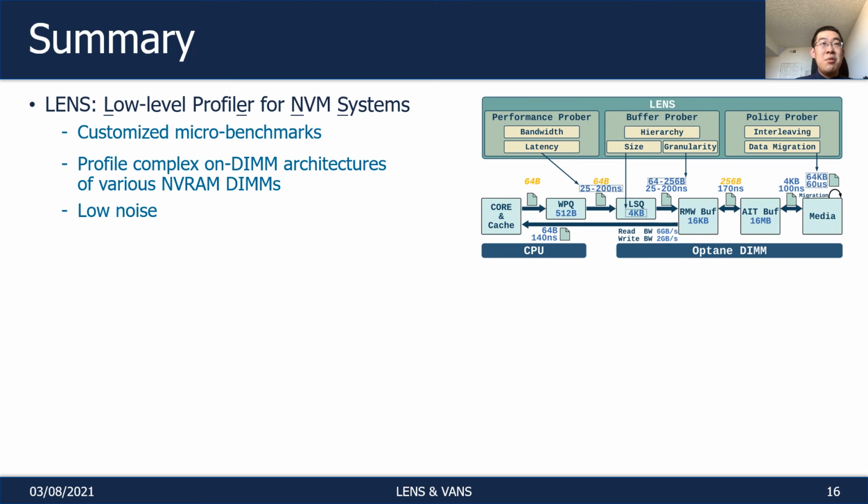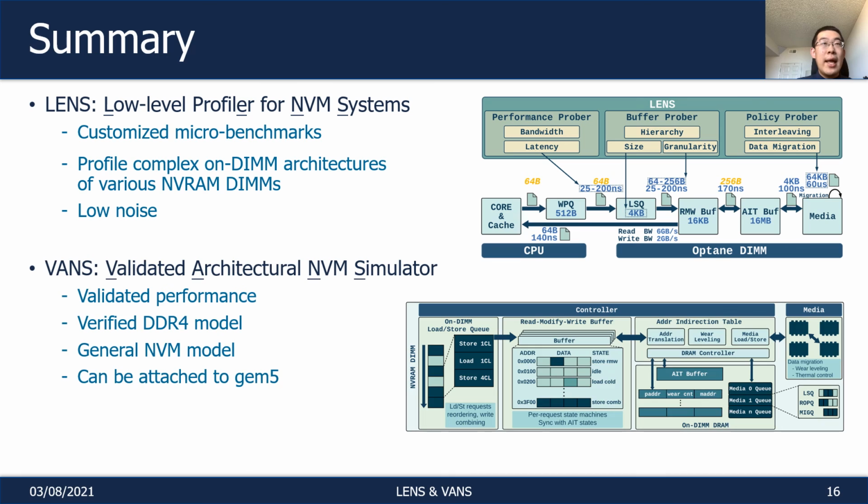In summary, we first build the LENS profiler. It contains a set of customized microbenchmarks and uses them to discover the complex microarchitecture design of non-volatile memory products. Based on LENS profiling, we build VANS, a non-volatile memory simulator that matches Intel Optane persistent memory DIMM's performance. It contains a verified DDR4 model and a validated non-volatile memory model, and can be integrated into gem5 or other cycle-level simulators for full system simulation. LENS and VANS are now open sourced on GitHub.